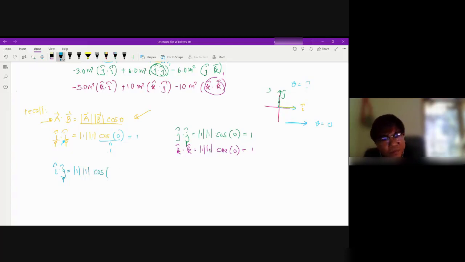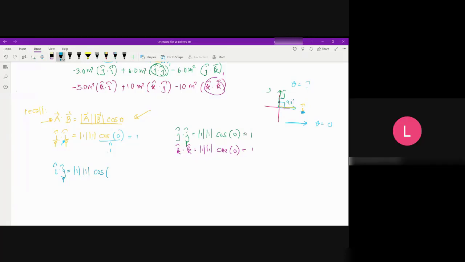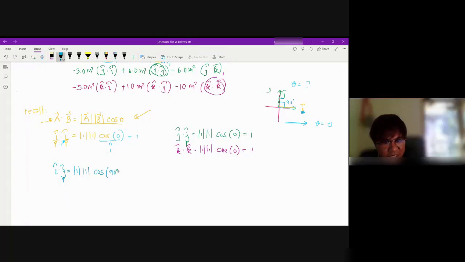Now, what is the angle between the two? If you look here, this is i hat and this is j hat. So the angle between the two is 90 degrees. Therefore, this is cosine 90 degrees. Cosine 90 is 0. So i dot j is 0, since 0 times 1 times 1 will be 0.